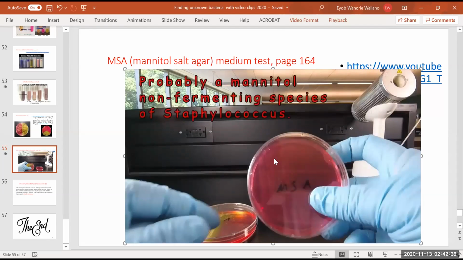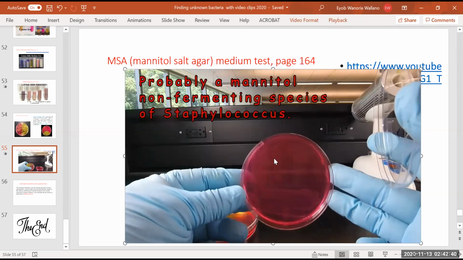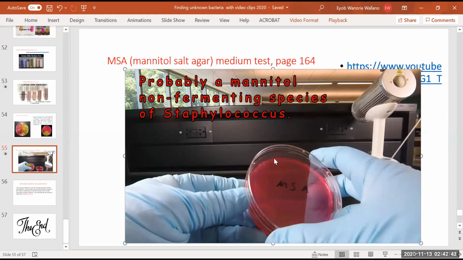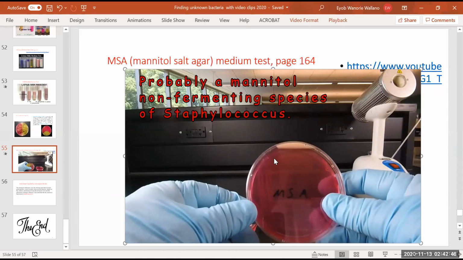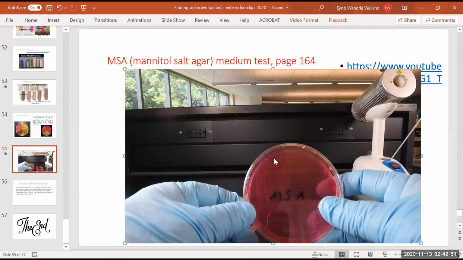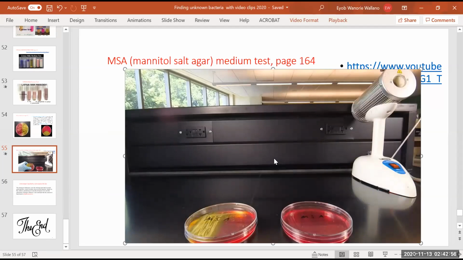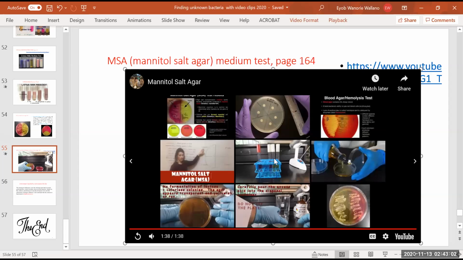The organism on the right is also growing on the mannitol salt agar, indicating it's probably a Staphylococcus, but it's not fermenting mannitol. No acids produced, and the phenol red remains red. So the organism on the left ferments mannitol, the organism on the right does not ferment mannitol. To grow on this medium, it must tolerate salt, so it is a salt-loving type of bacteria, Staphylococcus. So it's very interesting here now.